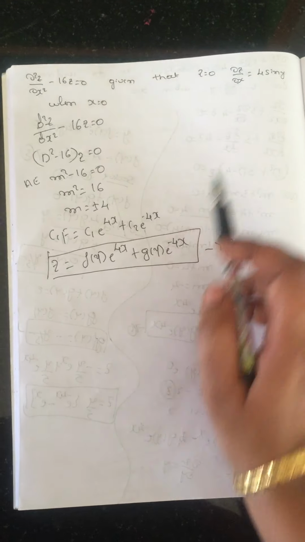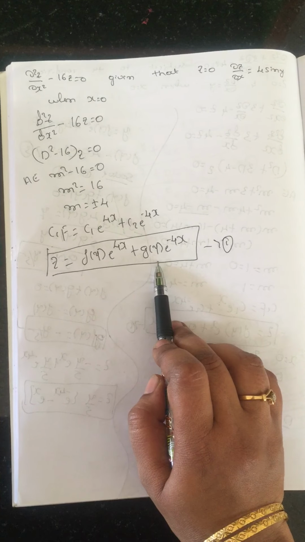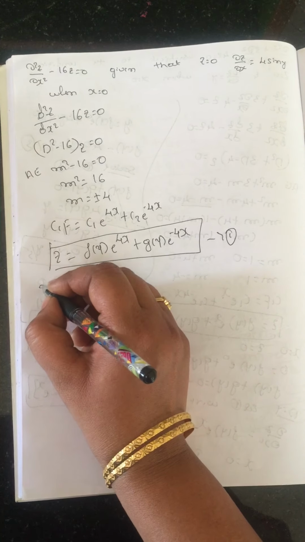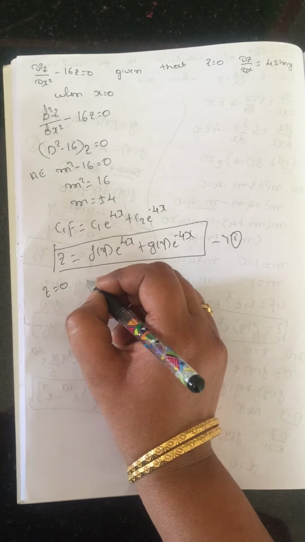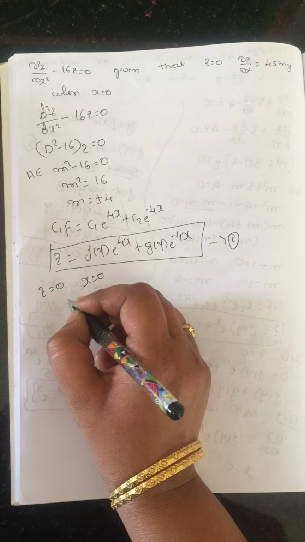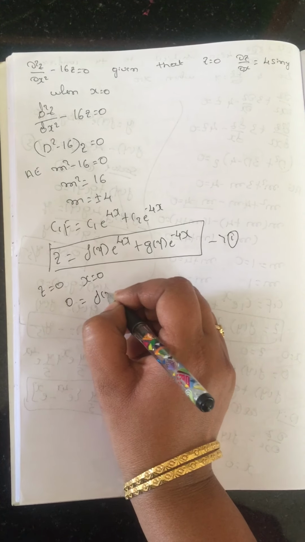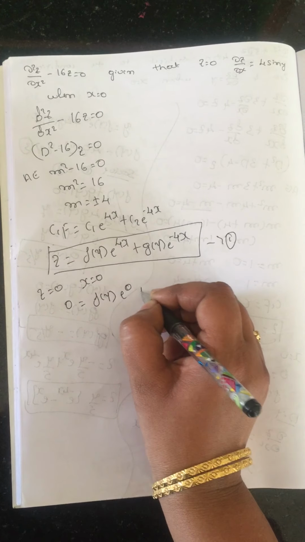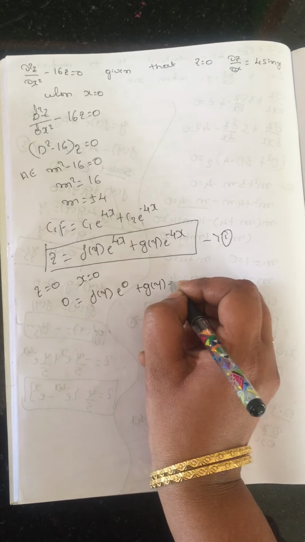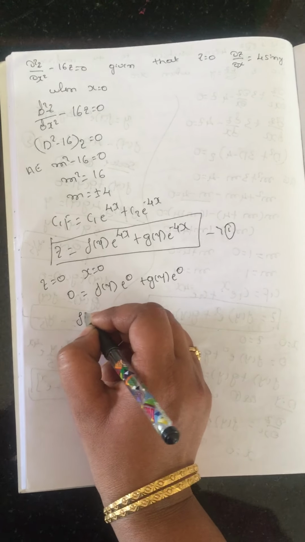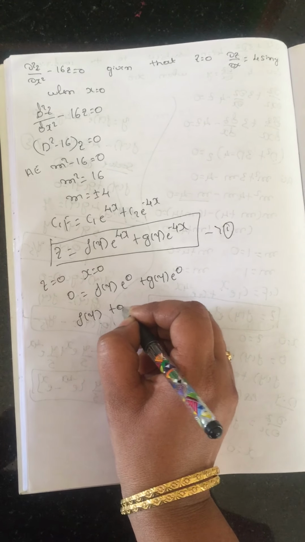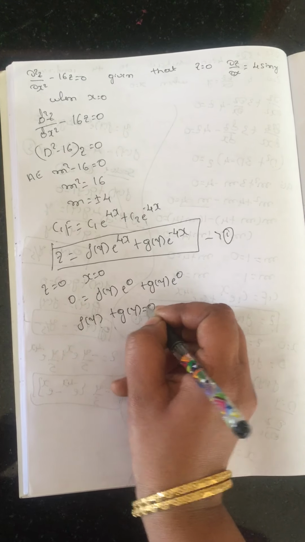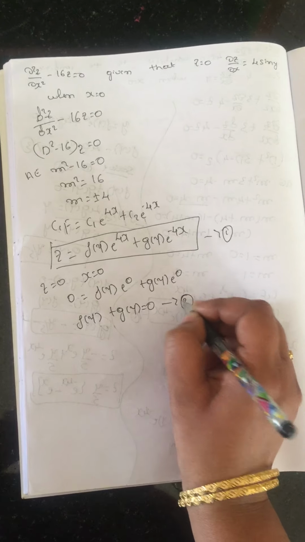Now, using the conditions, next we have to find f of y and also g of y. First condition, z is equal to 0 when x is also 0. Then 0 equals f of y into e power of 0 plus g of y into e power of 0. So, here we get f of y plus g of y is equal to 0. Call it equation number 2.